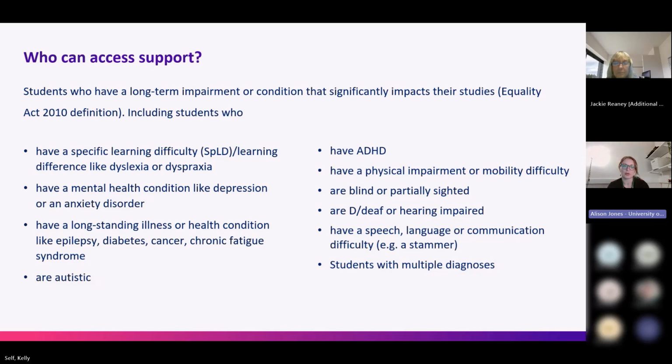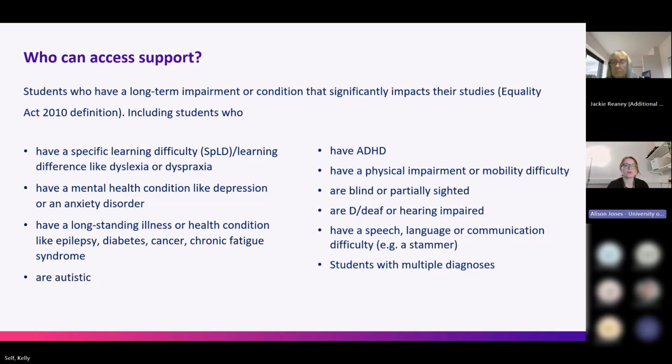So that includes students who have a specific learning difficulty, learning difference, students with a long-term mental health condition, students with long-standing illness or health condition, autistic students, students who have ADHD, anybody with a physical impairment or mobility difficulty, students with sensory impairments, and anybody with a speech, language or communication difficulty. That does obviously include students with multiple diagnoses, and that list is not exhaustive.